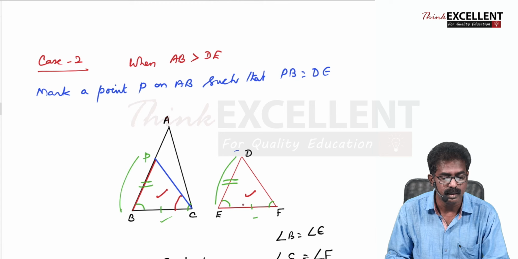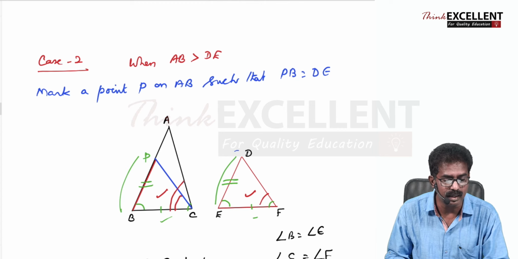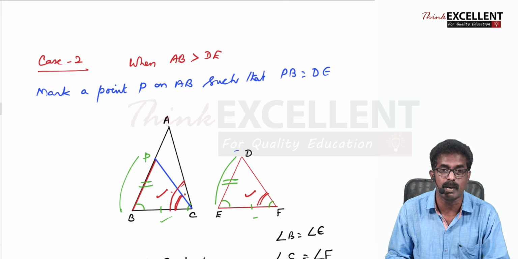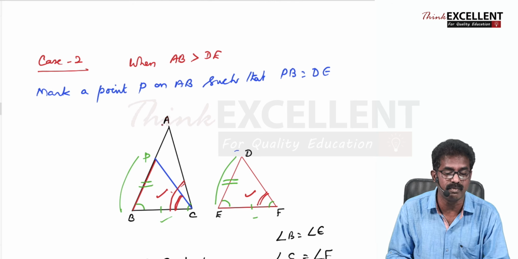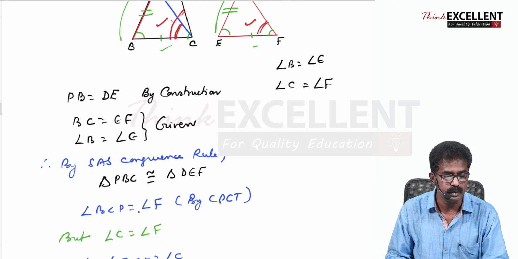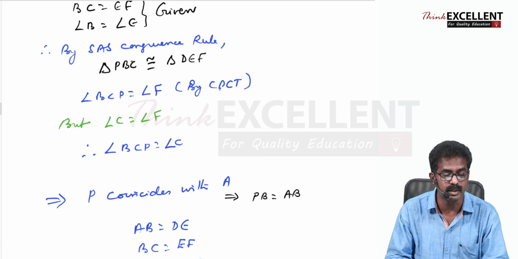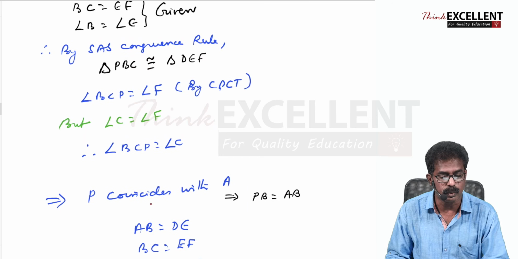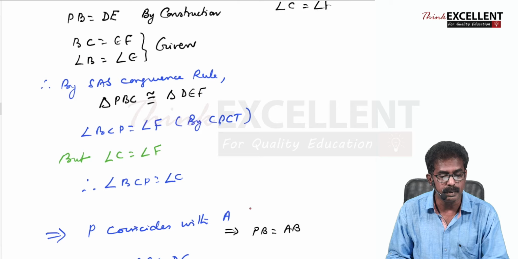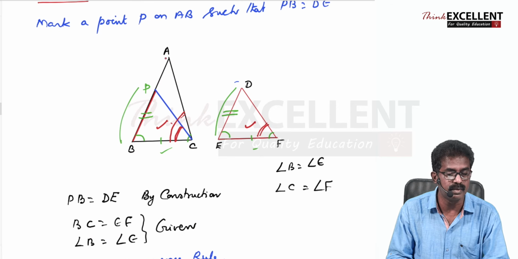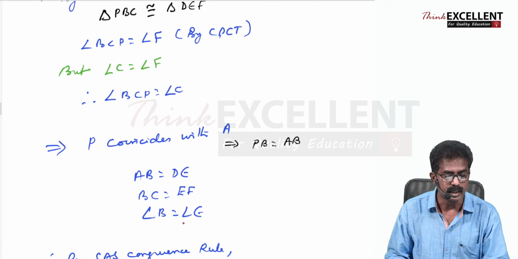So this angle equal to this angle. But already you know this full angle is also equal. So these two angles are equal, the small angle and the full angle. That is possible only if P coincides with what? A. Write everything properly. P coincides with A. So PB equal to AB. So P coincides with A means PB and AB are equal. So you are getting the result.